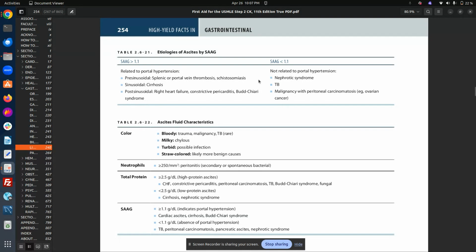Okay. Now let's talk about the serum ascites albumin gradient. When it is less than 1.1, it means it is not related to portal hypertension. The patient has ascites, but that ascites is not related to portal hypertension. So what could be the causes? Nephrotic syndrome, because there would be decreased albumin due to albuminuria or proteinuria in the urine. So it will lead to decreased oncotic pressure and increased hydrostatic pressure, leading to ascites. Okay, TB, malignancy with peritoneal carcinomatosis, for example ovarian cancer. These are the causes of ascites that are not related to portal hypertension.